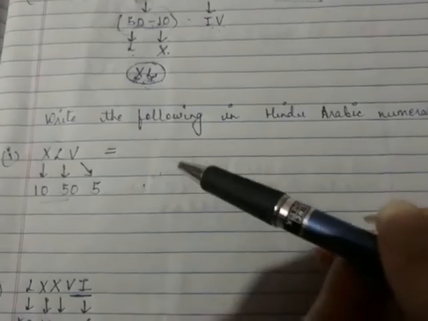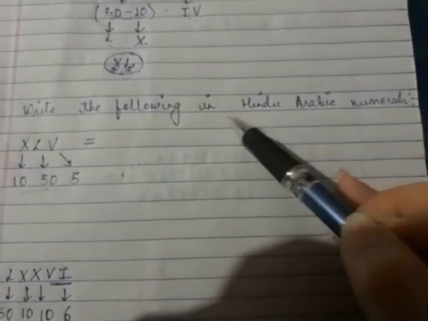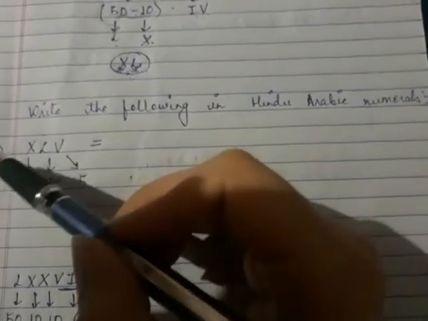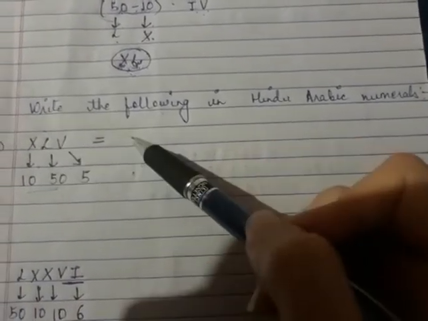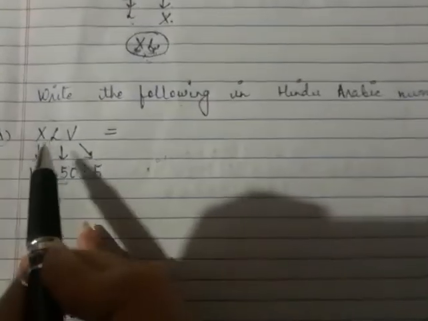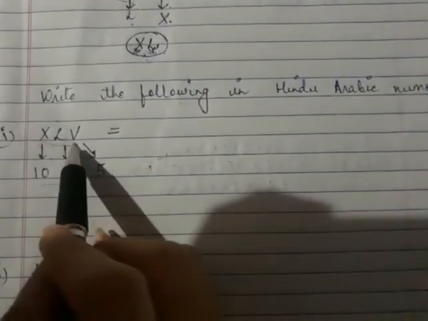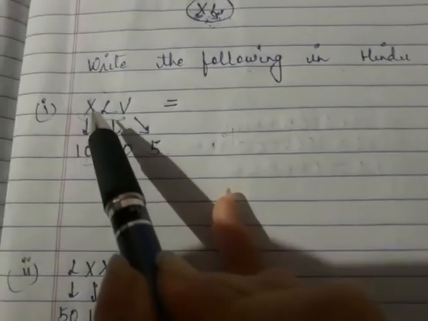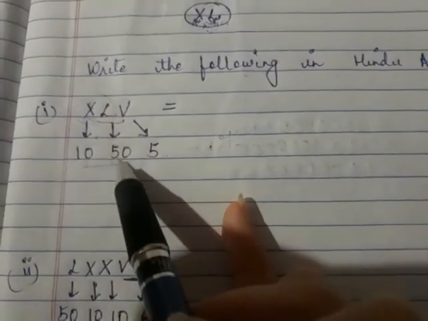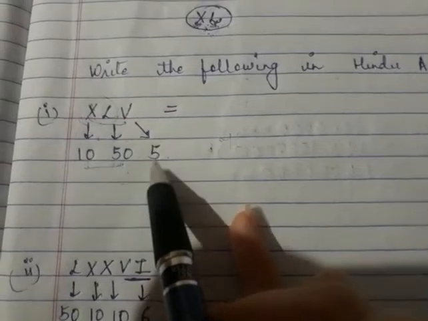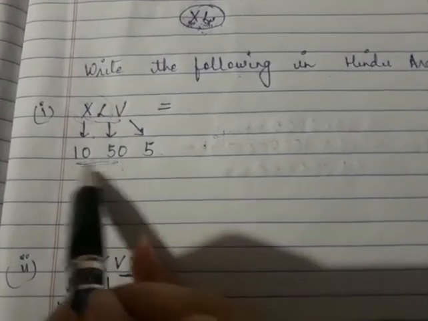Now moving on to the next question. Write the following in Hindu-Arabic numerals. Now Roman numerals are given to you and you have to convert these Roman numerals into Hindu-Arabic numerals. Here I have taken one example. We know that X represents 10, L represents 50, V represents 5. Now look at these two numbers.